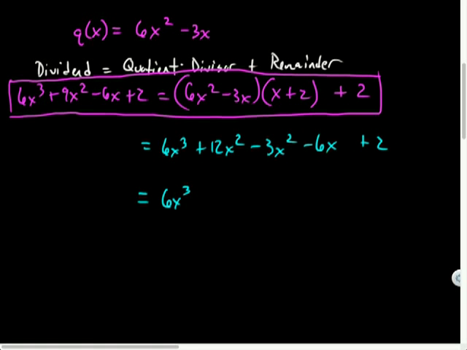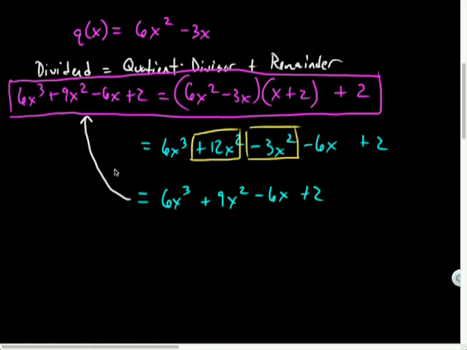So that would be 6x cubed. There's a better 3. I could combine these like terms, right? And that would be plus 9x squared minus 6x plus 2. And behold, I think I saw that before. That means we did it right. So that's good stuff. I just want to point out that there's validity to writing the answer this way.